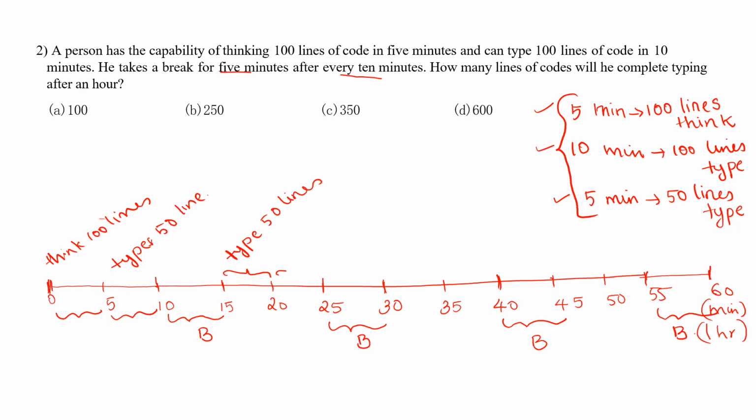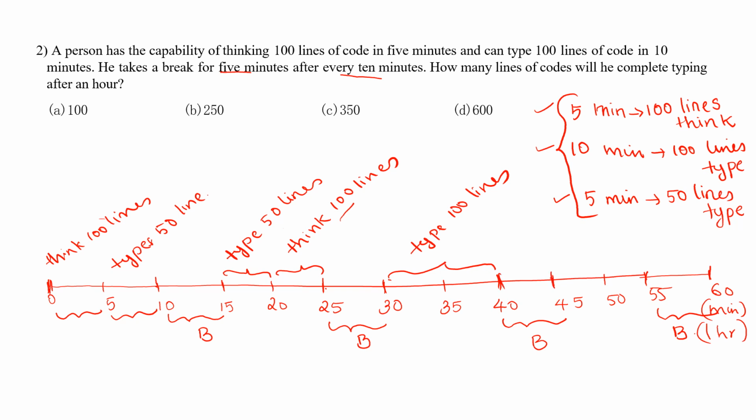Now in the next 20 to 25, the next 5 minutes, he will again think of the next 100 lines. Okay, and 25 to 30 is his break time. Then he has to type in the next 10 minutes. What he'll do, he'll type these 100 lines. Now 40 to 45 is his break time.